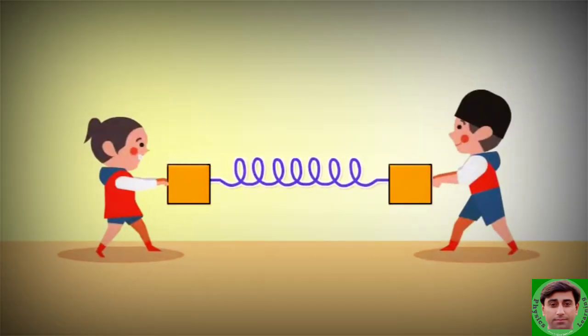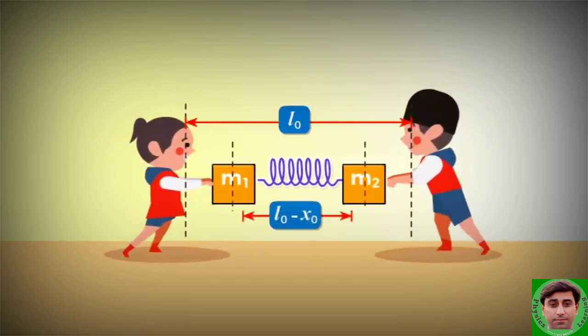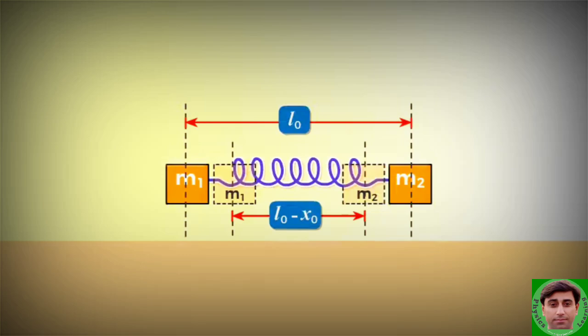A light spring of spring constant K and natural length L naught, attached in a compressed condition between two blocks of masses M1 and M2, is placed on a smooth horizontal surface. The spring is initially compressed by a distance x naught. When the system is released, the blocks acquire velocities in opposite directions.